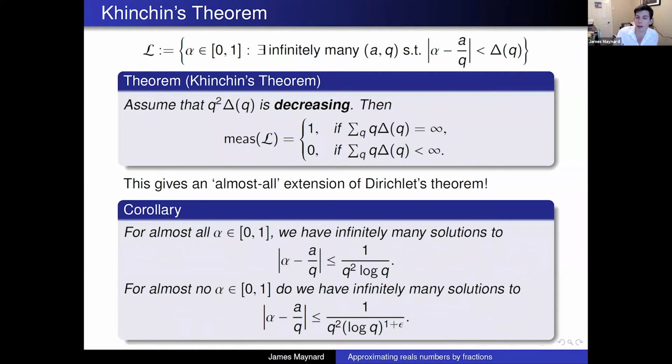If you wanted to, you could put in lower order terms and consider log q times log log q and things like that. So Khintchine's theorem is amazingly powerful because it really has very few assumptions on the function delta beyond this condition that q squared delta(q) is decreasing.